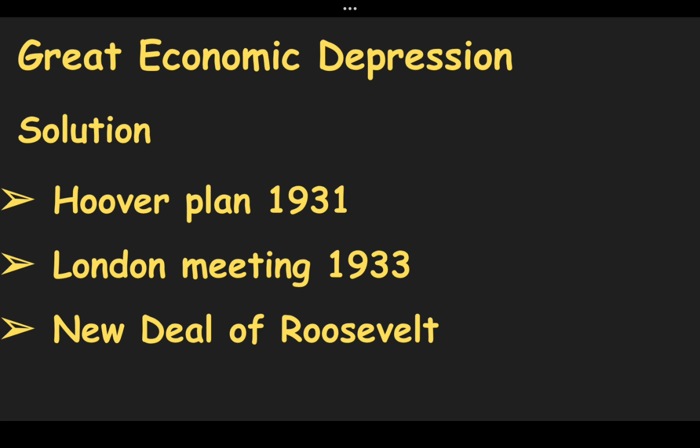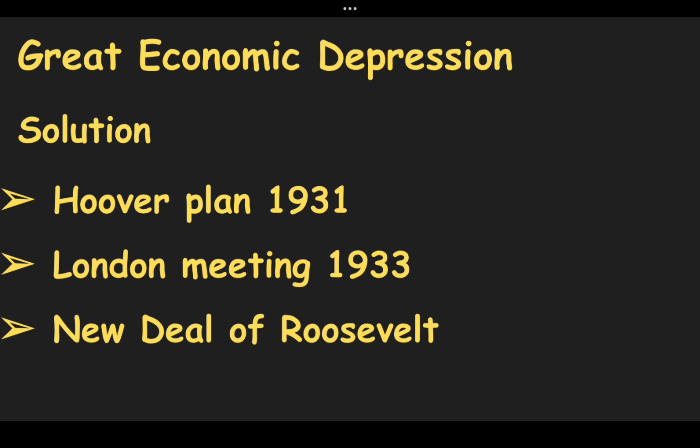Third and the last one is the New Deal of Roosevelt. Roosevelt was the US President. He invited a special session of the American Parliament which lasted for 100 days in 1933. During the discussion in the parliament, three important laws were passed related to industries, agriculture, and social sectors. These are collectively called the New Deal. It was based on three R's: relief, recovery, and reform.